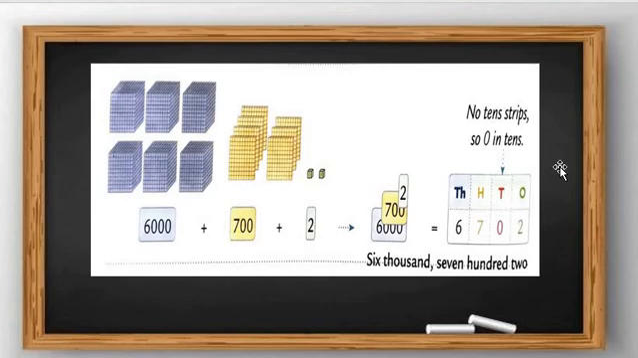And then after that, the 1 place. How many blocks are there in the 1 place? 2. So what is the answer? 6,702. Got my point? Again I am repeating: 6,702. The 1,000 place is 6, the 100 place is 7, the 10 place is 0 and the 1 place is 2. Got my point, all students?